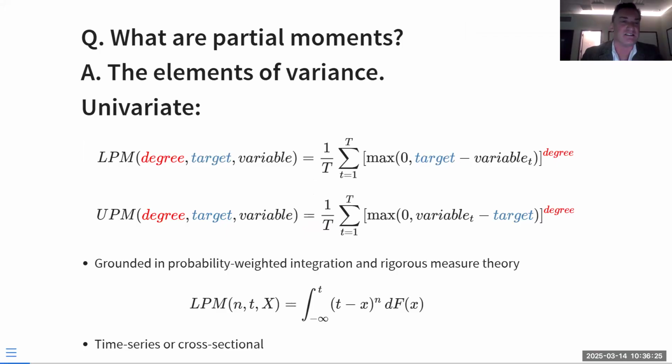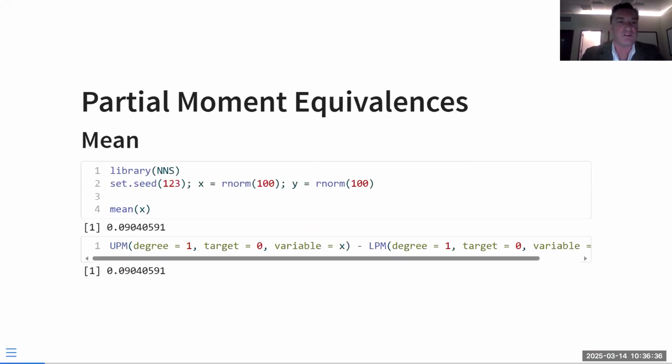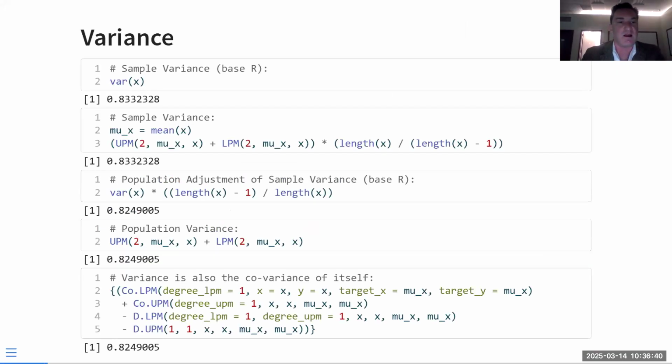Okay, so again, just to rehash real quick, these are your formulas for partial moments, your degree and target, and your max 0 condition. Here was the mean, and again, the variance, matching up to the sample and population variance.